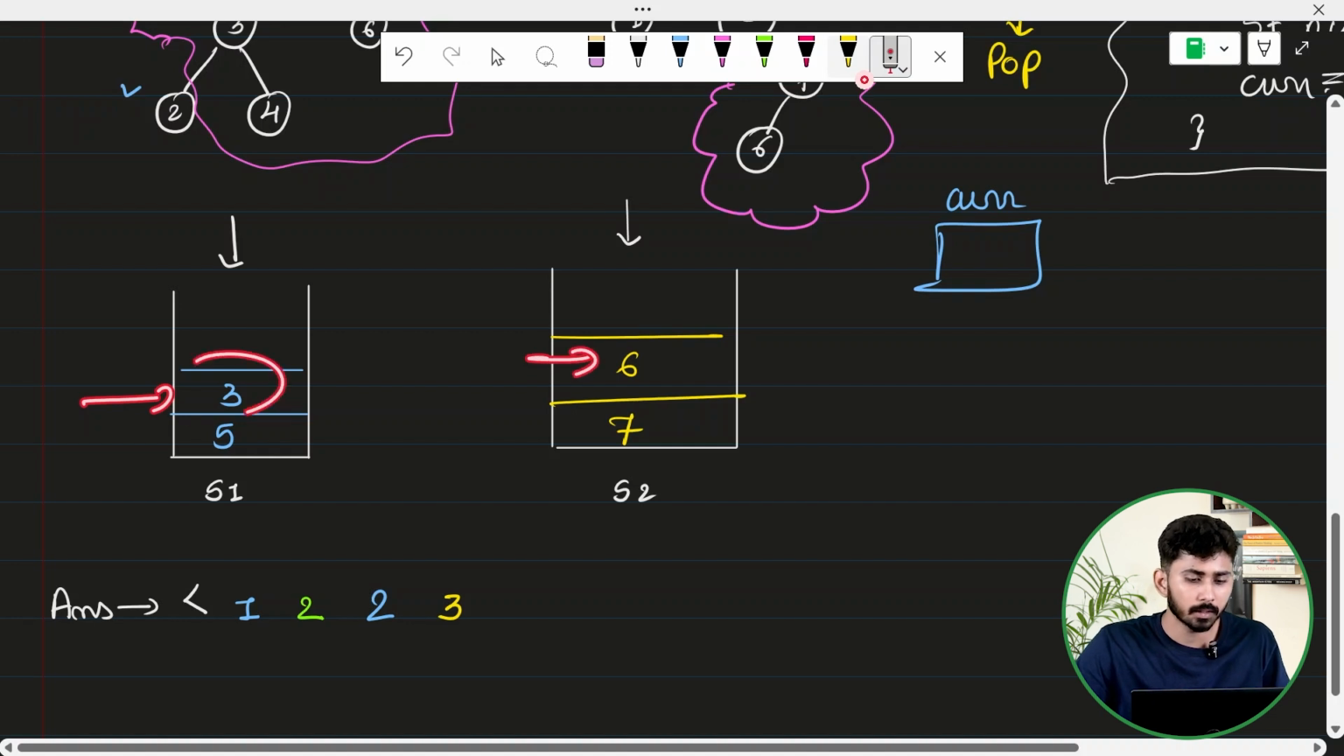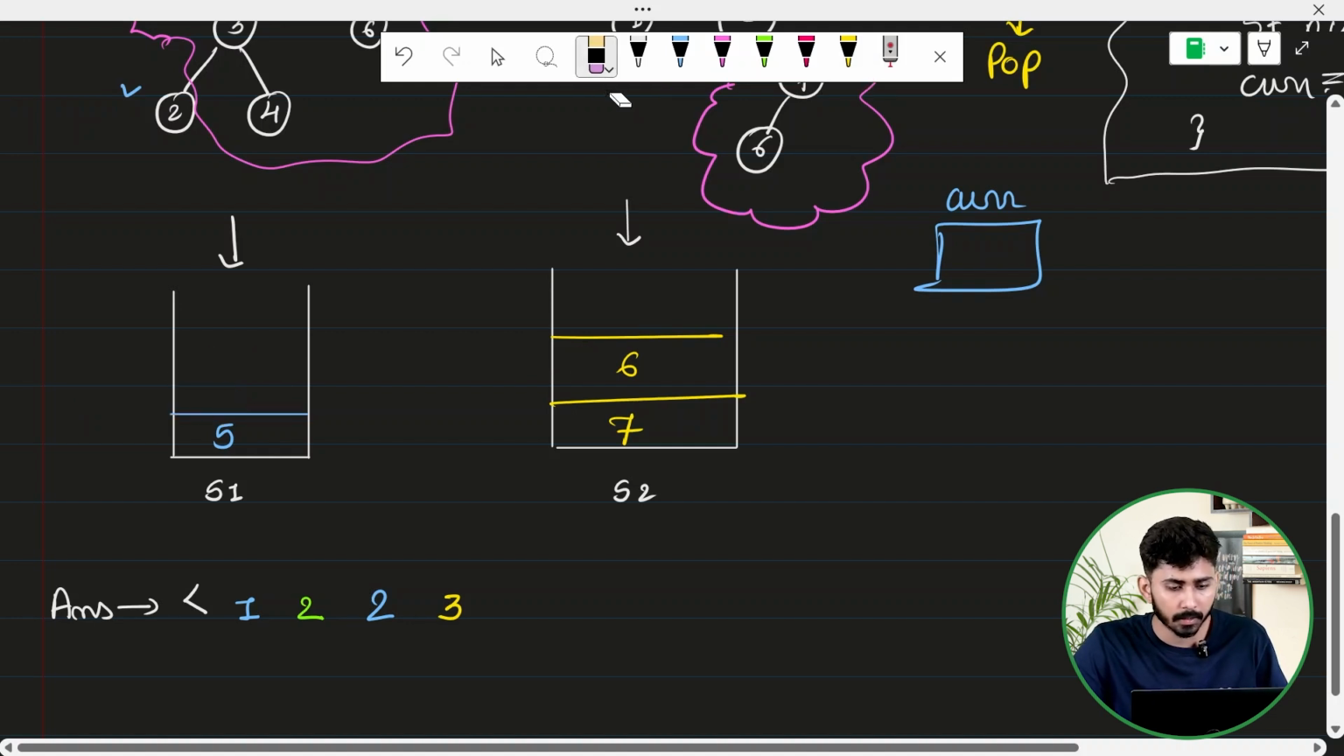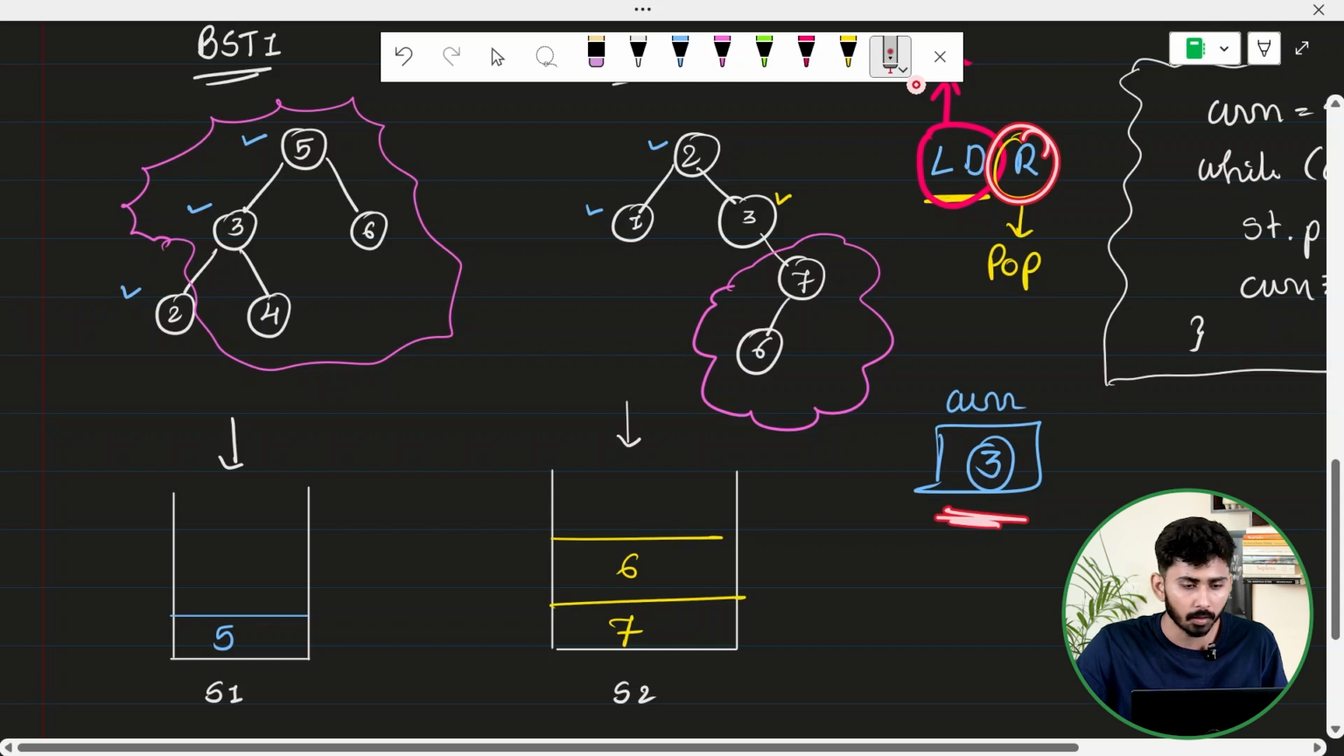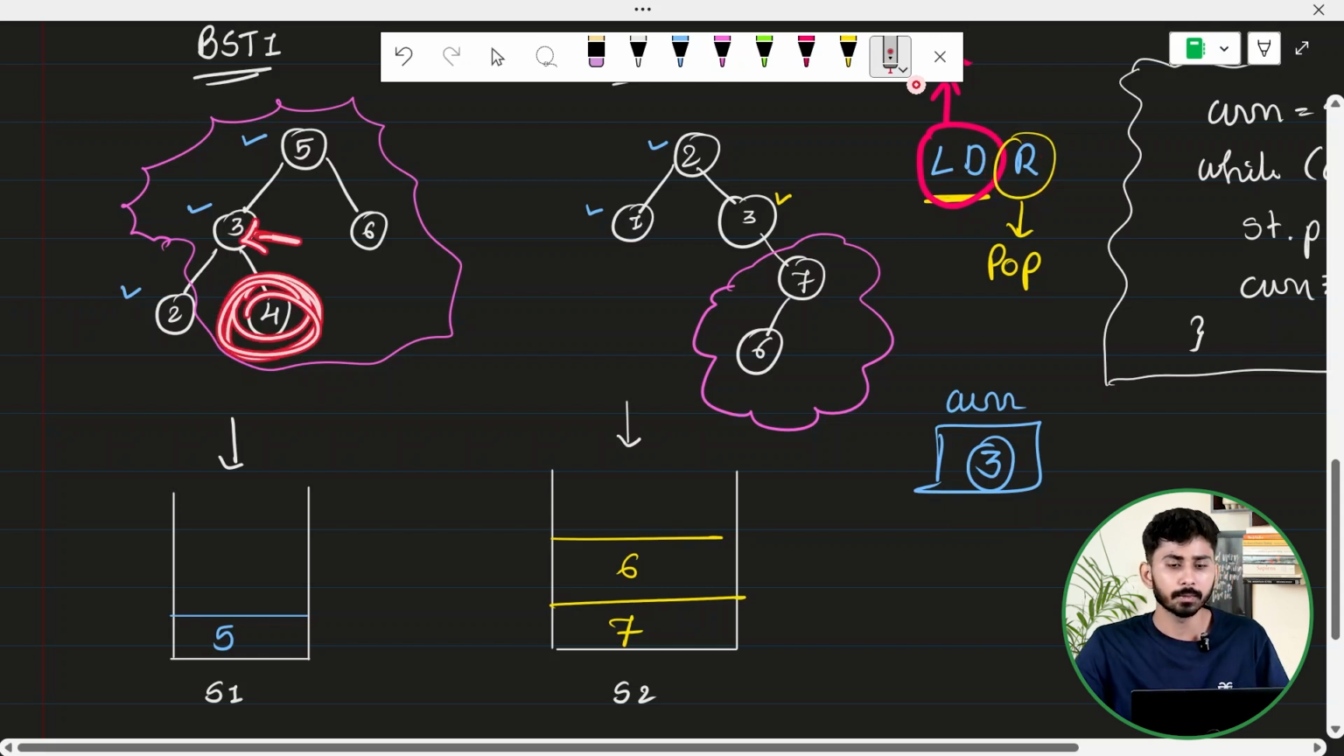Which one is the smallest one? 3 is the smallest one. So remove this 3 from the stack. And what is your current node? Current node is 3. Now it is printed in the output, 3 has been printed. So whenever we pop, we go to the right subtree of the current node. So what is the right subtree of the current node? I can see 4 is the node that is present over here.